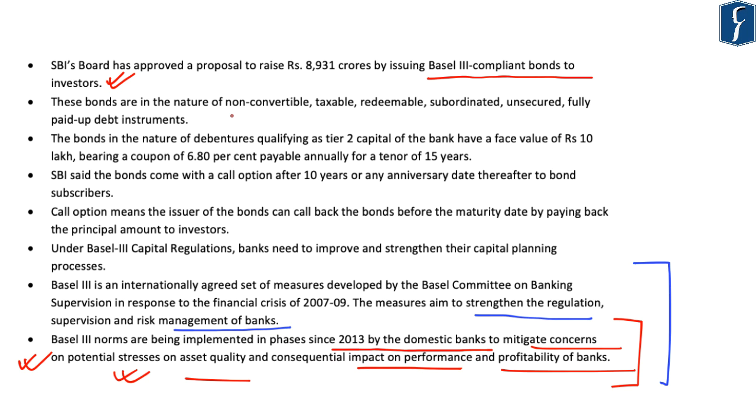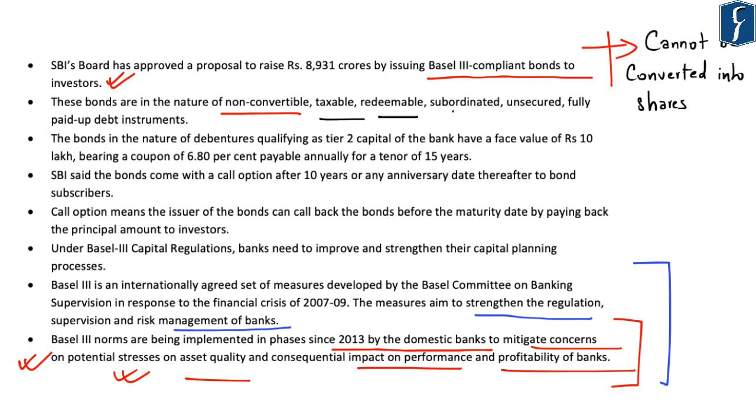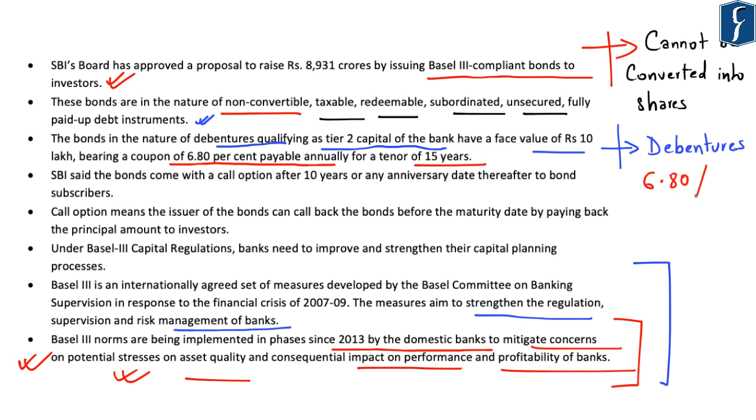So as per this news, SBI will issue Basel III compliant bonds to investors. And these bonds are in the nature of non-convertible, that is, these bonds or debentures cannot be converted back into shares. Taxable, redeemable, subordinated, unsecured and fully paid up debt instruments. So basically, these bonds are in the nature of debentures. It further says that the bonds in the nature of debentures qualifying as Tier 2 capital of bank have a face value of rupees 10 lakh and they bear a coupon of 6.8% payable annually for a tenure of 15 years. So whoever buys these Basel III approved bonds from SBI, they will get a return at 6.8% annually.